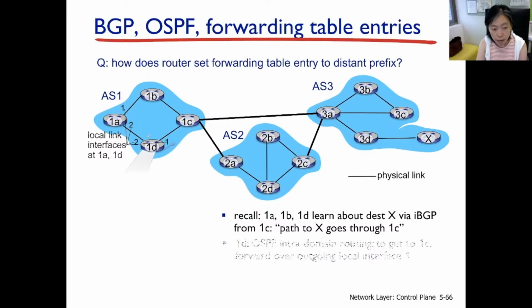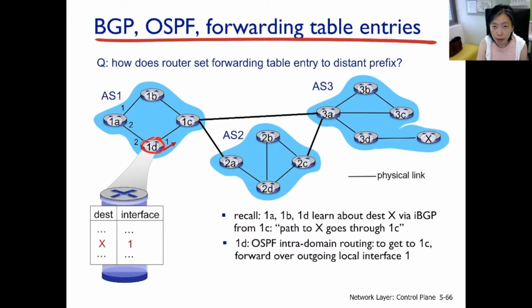Now, 1D here has discovered there is a path to destination X that is going through 1C. That is what 1D knows so far. To add an entry into the forwarding table for X, 1D needs to know exactly which interface, is it 1 or 2, that leads to 1C. How would 1D know that?